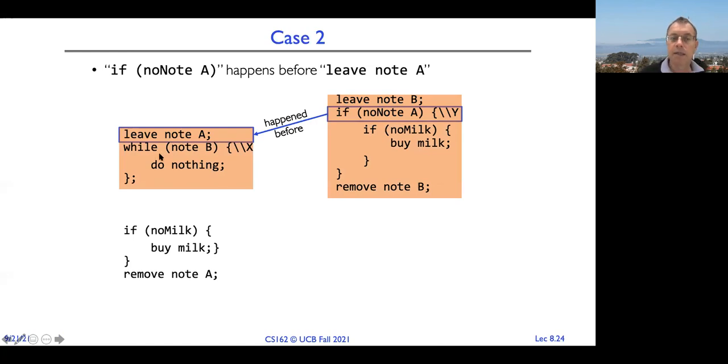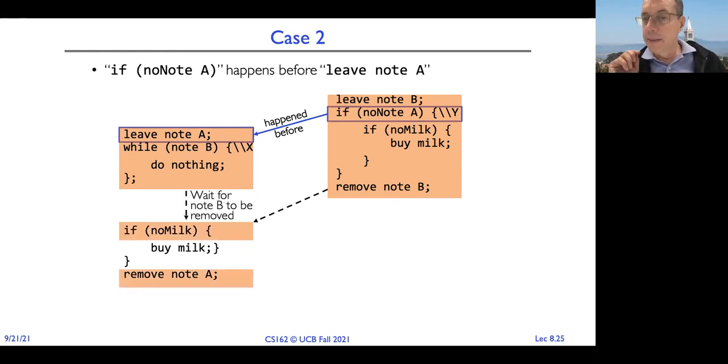In parallel, node A is going to execute while node B is going to wait for A to remove node B. When that happens, thread B removes node B only after it buys the milk. So now when it removes node B, this means that thread A will exit the while loop and now check for the milk.